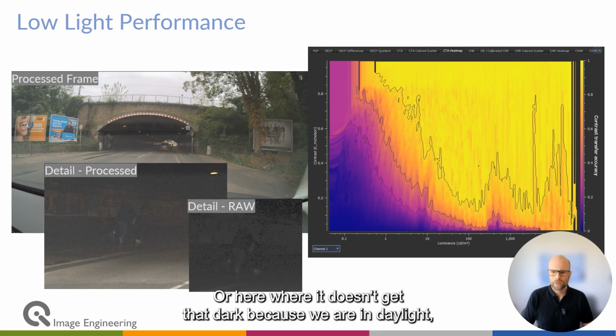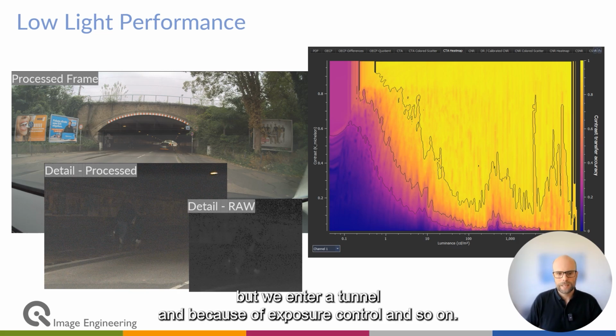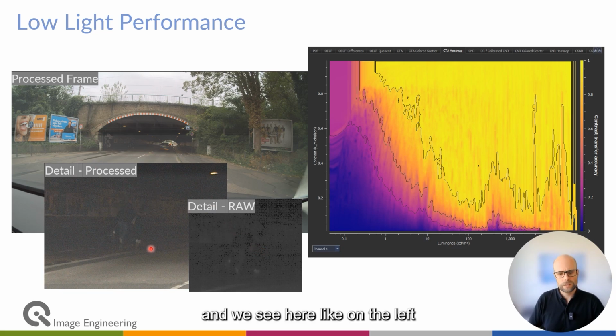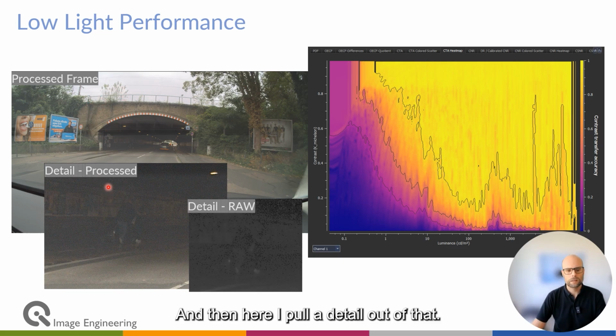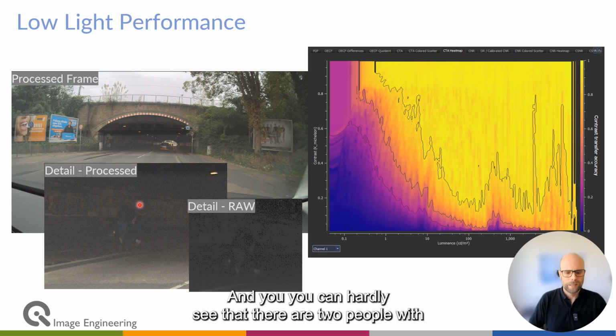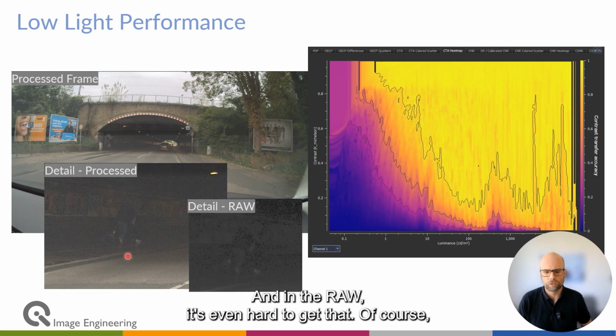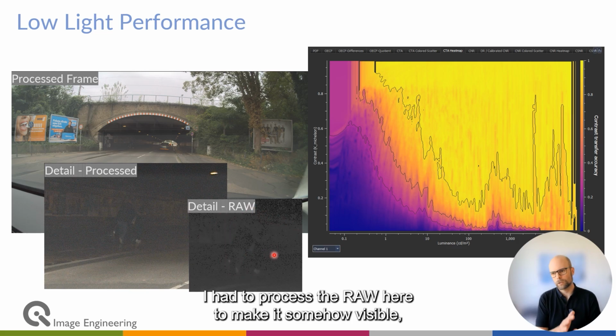Or here where it doesn't get that dark because we are in daylight, but we enter a tunnel, and because of exposure control and so on, this is challenging. On the left you see the processed frame, and here I put a detail out of that, and you can hardly see there are two people. Dark clothes with dark background, that's really challenging. And also in the RAW, it's hard to get that. Of course, I had to process the RAW here to make it somehow visible.